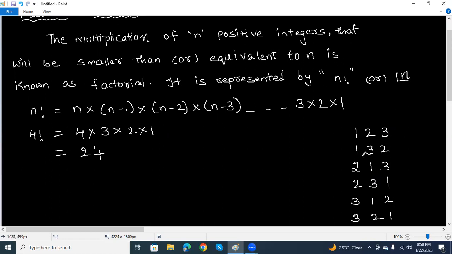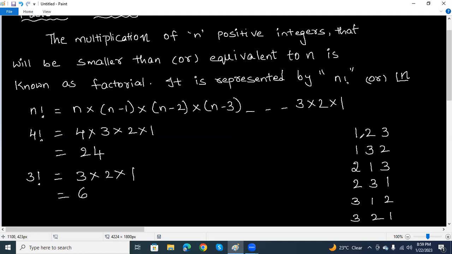If 3 persons went to the theater, the number of ways in which these 3 persons can be seated is 6 ways. This can be found by 3 into 2 into 1. 3 factorial is 3 into 2 into 1. 3 times 2 is 6. So 6 ways. In the same way, 4 factorial is 24. The number of ways in which 4 persons can be seated in a row is 24 ways.